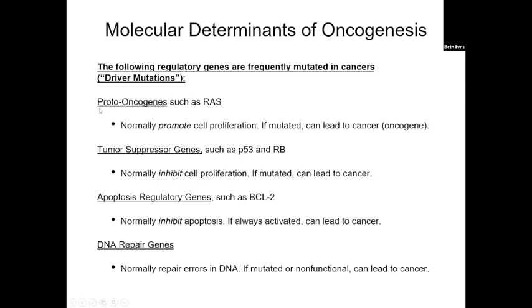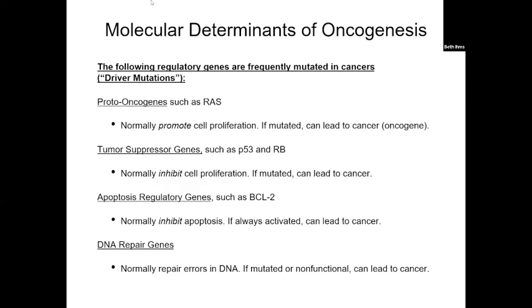So very briefly, we have proto-oncogenes. All of these are normal host genes that when mutated cause cancer. Does that make sense? So a proto-oncogene is a normal host gene. Its goal is to promote cell proliferation when you want cell proliferation. When it's mutated, it'll be always on, which means always proliferate.